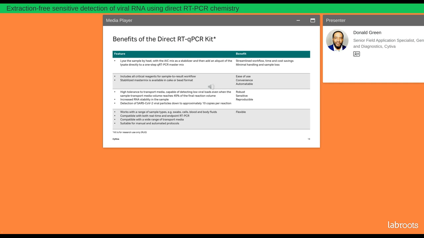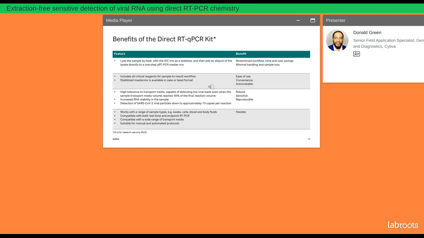transport media volume reaches around 45% of the final reaction volume. And you also get increased RNA stability of the sample, and we've been shown to detect COVID-19 particles down to approximately 10 copies per reaction. So the benefit there is the kit is very robust, sensitive, and very reproducible.